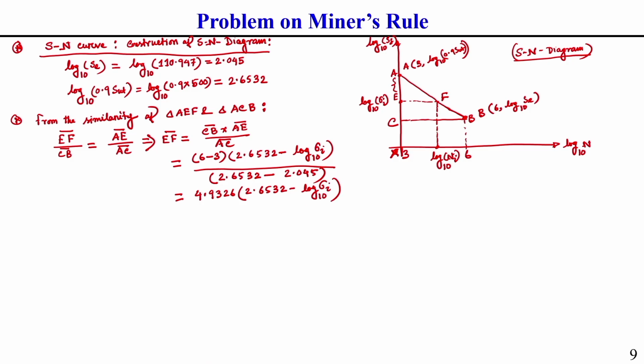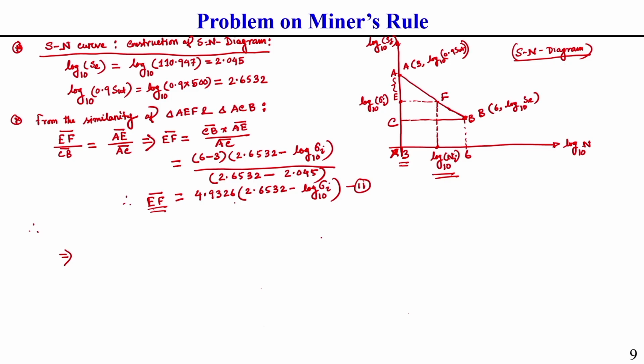Now, based on these things what can we get? We can get the EF value. So, the EF value is now known to us. What is the EF value? From this general expression we got EF equal to 4.9326 into 2.65. Let us consider this as equation number 2.